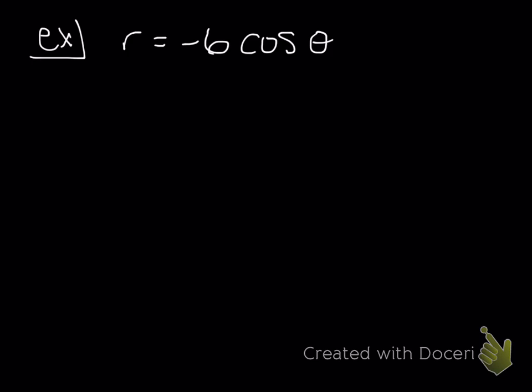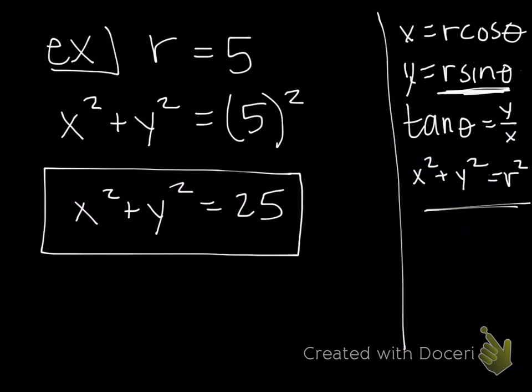And if I introduce something, I have to introduce it to both sides. So I'm going to multiply both sides by r. So by doing that, I get r squared equals -6 r cosine of theta. And now we're going to use, again, those formulas. So let me go back a few slides. So r squared can be replaced with x squared plus y squared. And r cosine of theta can be replaced with x.